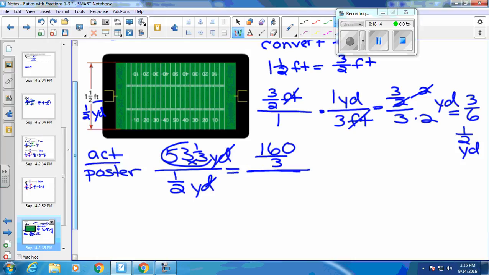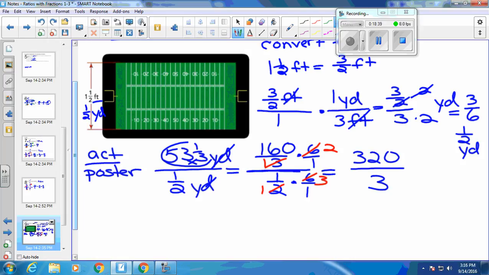Main fraction bar, make sure you can tell where that is. Bring the 1/2 over. Now I'm going to multiply by the LCM of 3 and 2, which is 6. I do my cross canceling. 6 divided by 3 is 2. 6 divided by 2 is 3. 160 times 2 will give me 320. 1 times 3 is 3. I check to see if I can reduce this. 3 plus 2 is 5, so I know that that number will not be divisible by 3. Again, we leave our answer as an improper fraction, and we will get 320 thirds.